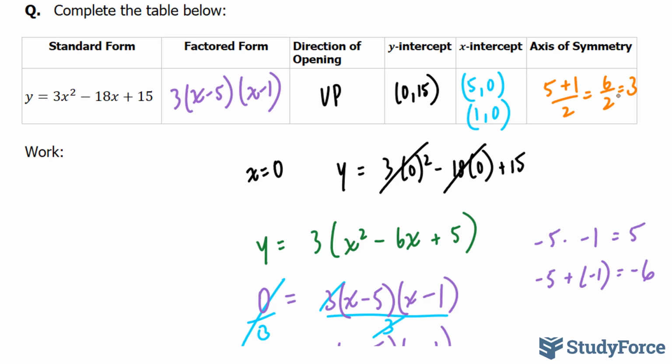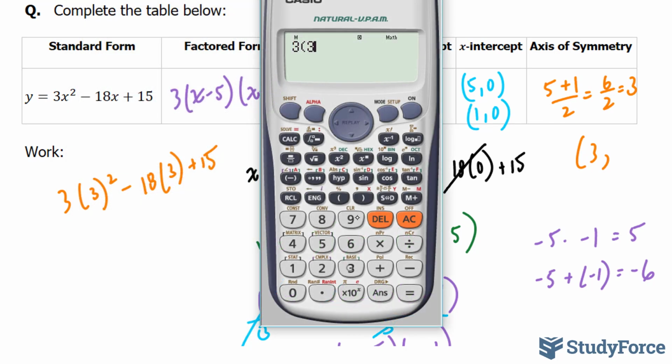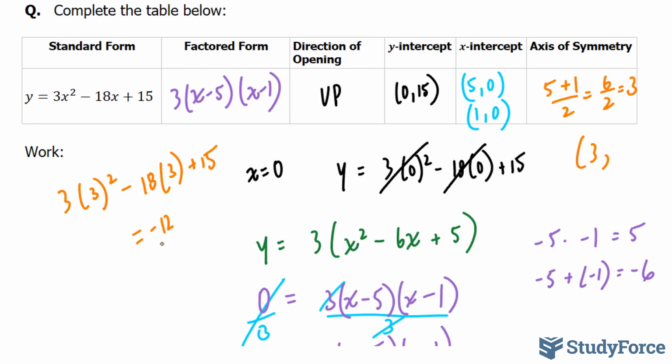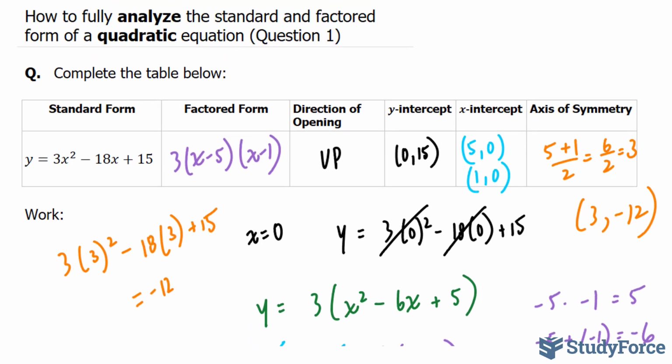Now, of course, we can take this a step further and find the vertex. To find the vertex, we would take this number, place it into any of these 2 equations, and that will give us the y-coordinate of the vertex. So let's do that as well. I'm going to put this number into here: 3 times 3 to the power of 2 minus 18 times 3 plus 15. Using our calculator, 3 bracket 3 to the power of 2 minus 18 bracket 3 plus 15 gives us negative 12. So that represents the y-coordinate of the vertex, and there you have it, a completed table, and that is how to fully analyze the standard and factored form of a quadratic equation.